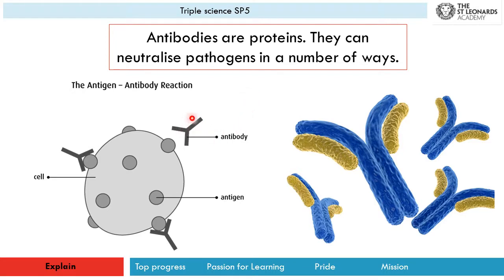What we can see here is an antibody that's been secreted, so that means given out by a white blood cell, usually called a B cell. And this antibody latches on to something called an antigen on the surface of the pathogen, and as it latches on, it flags it to the white blood cells to come and destroy.